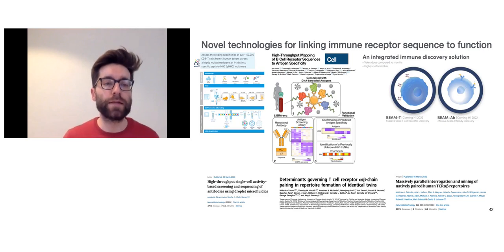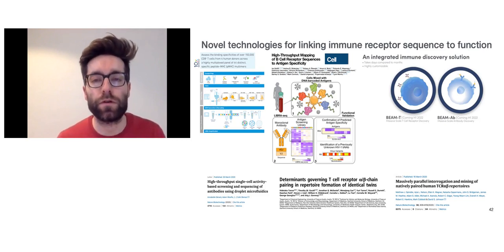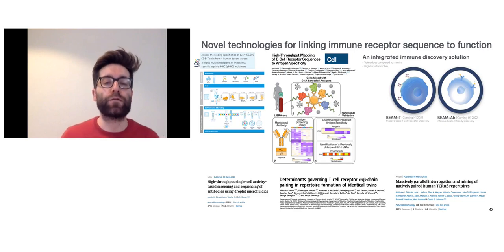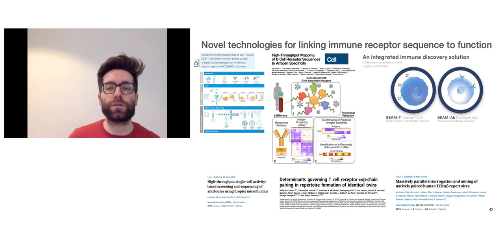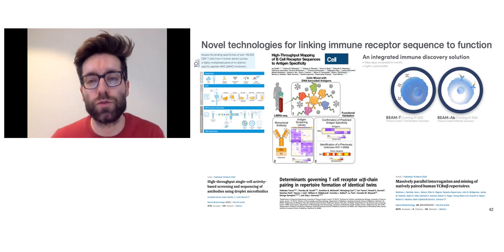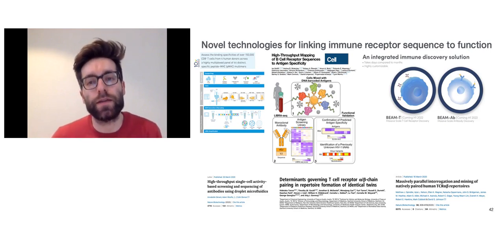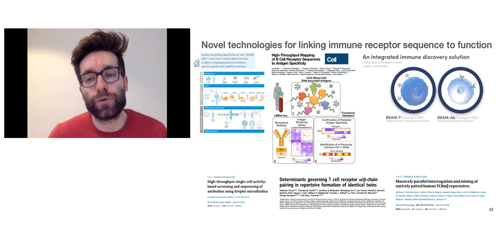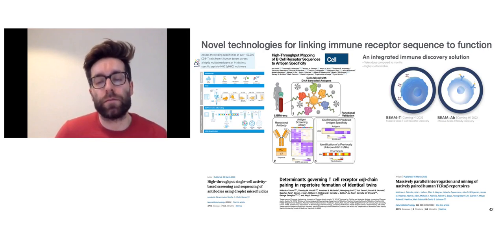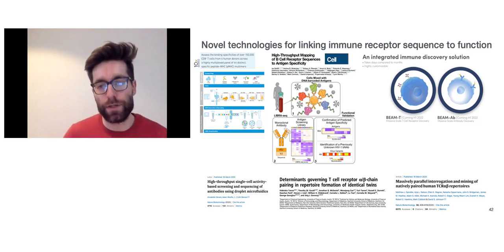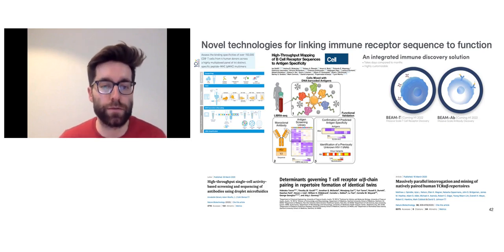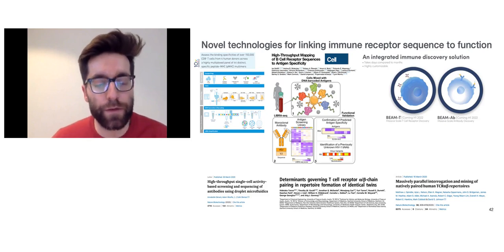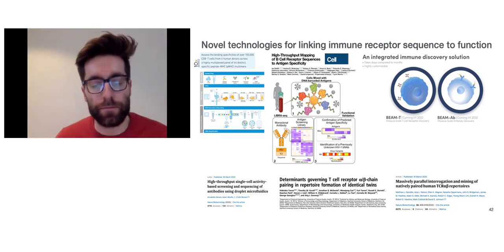And 10x has been at the forefront of that from the industry point of view. They just recently announced in one of their webinars that they will soon, next year, provide an integrated high throughput solution that links antibody to antigen, or B-cell receptor to antigen, and T-cell receptor to antigen. So that will be very nice. But there have also been other papers, which I'm citing here.